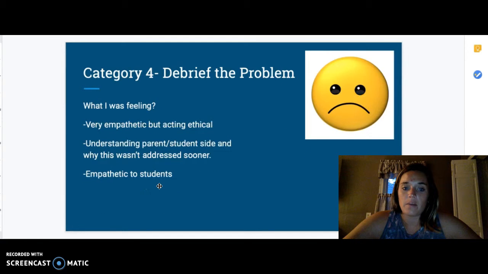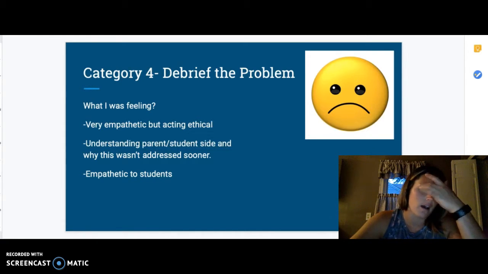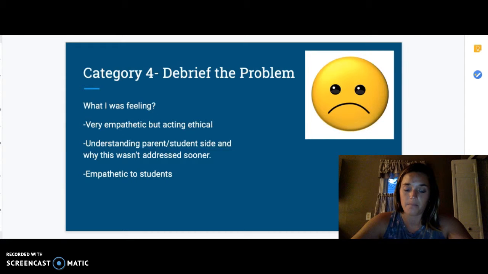Again, with debriefing the problem, these are my own feelings this time. So I 100% get Mrs. Horton's situation. Was it the most ethical situation morally? I think it could have been handled differently, but I understand things come up at home where it's too much to handle. Then coming to a stressful classroom where maybe there's students that just butt heads.